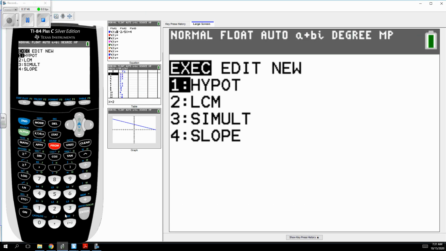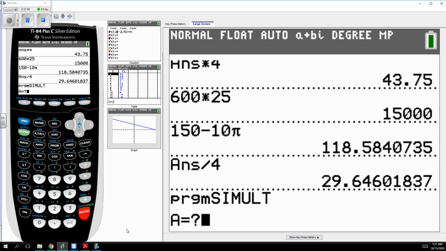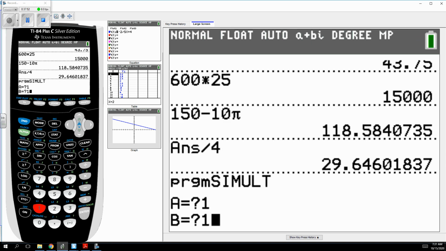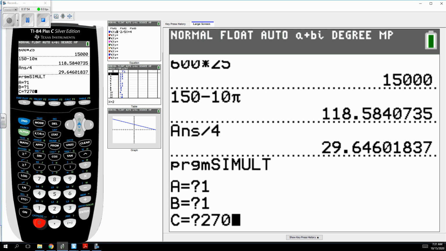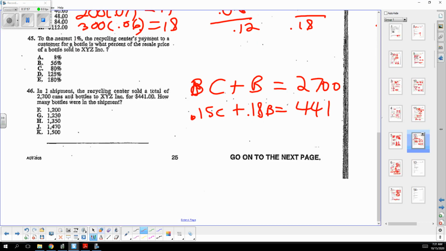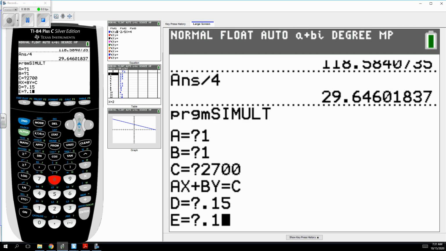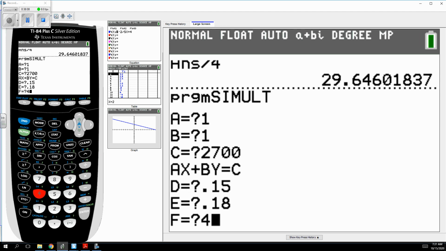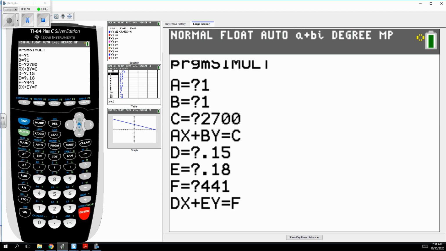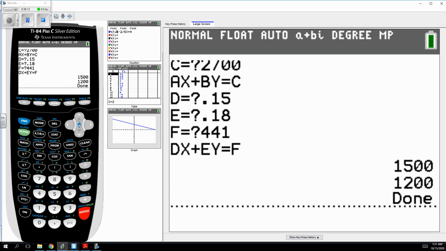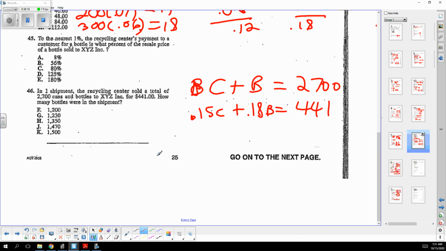Lucky I did the best 3 programs that I used the most. 2,700, and 0.15, 0.18, 441. So it's 1,500 cans and 1,200 bottles. Answer F.